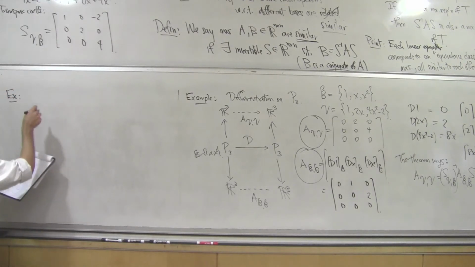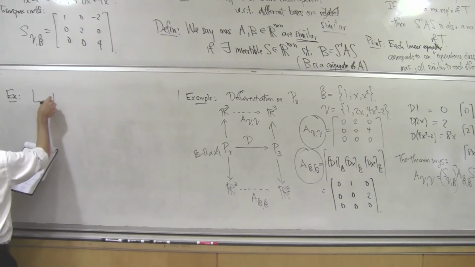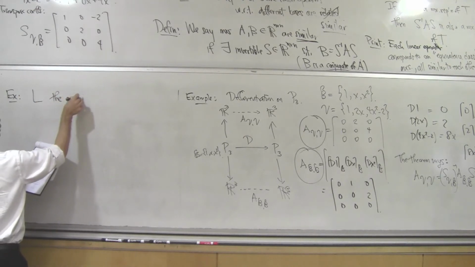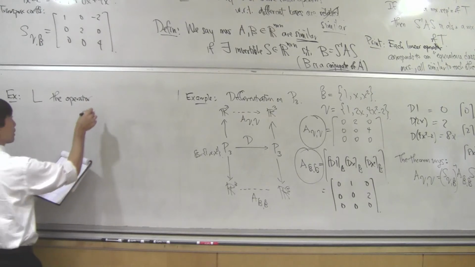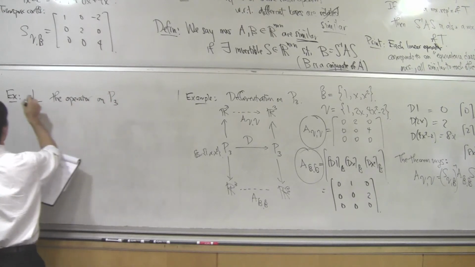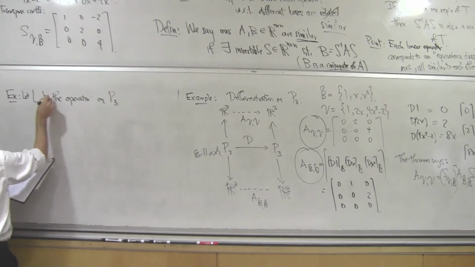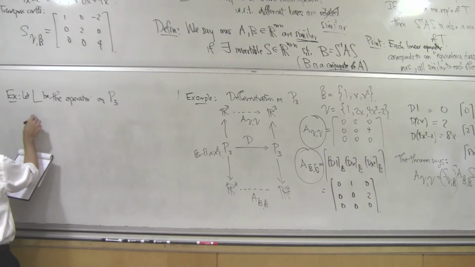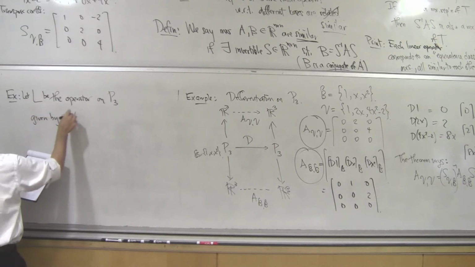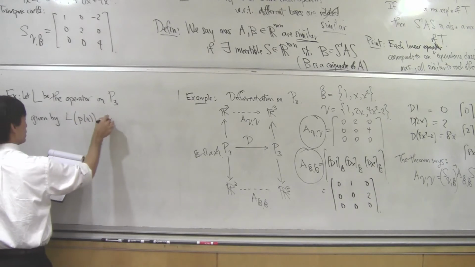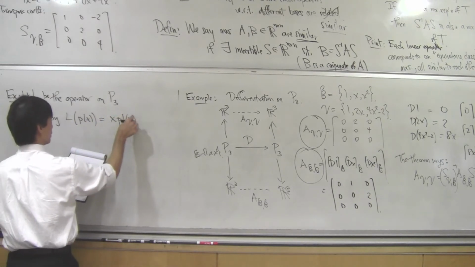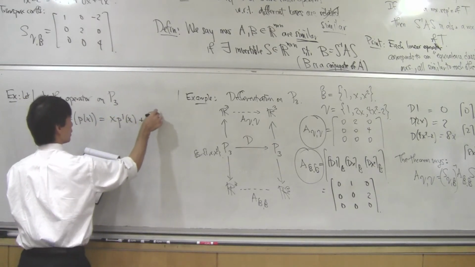Okay, so L, the operator, let L be the operator on P3, given by L of p of x equals x p prime of x plus p prime of x.